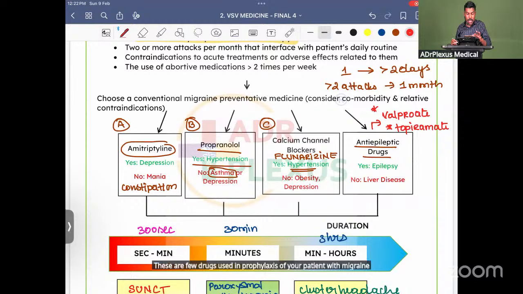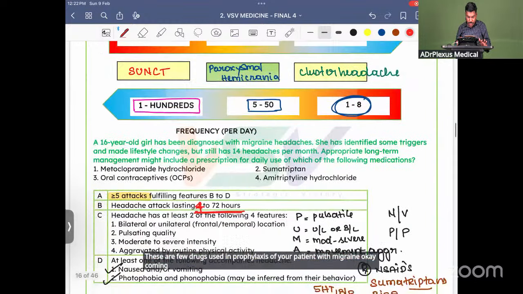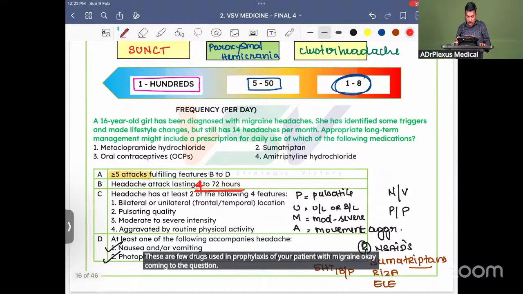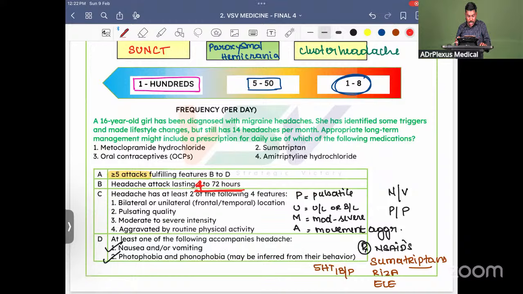Okay, coming to the question. A 16-year-old girl is diagnosed with migraine headaches. She has identified some triggers and made lifestyle changes, but still has 14 headaches per month. Appropriate long-term management might include a prescription for daily use of which of the following medications?